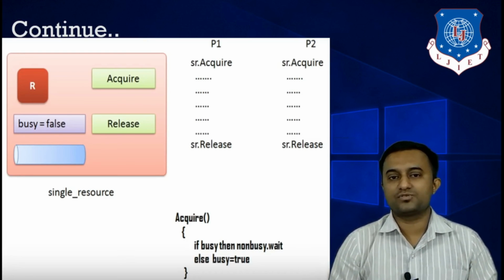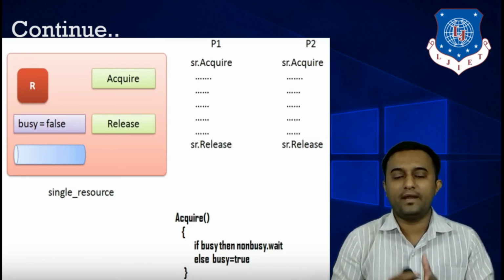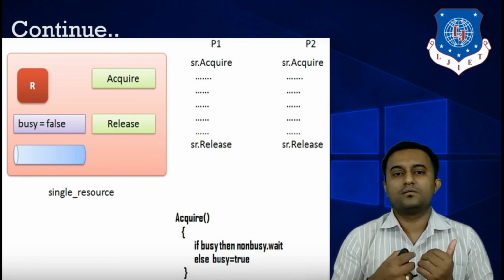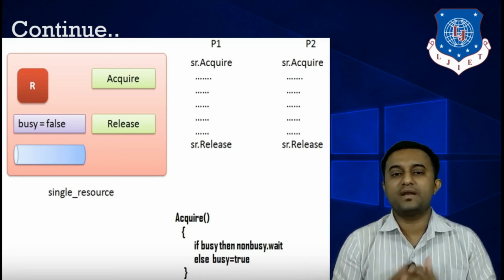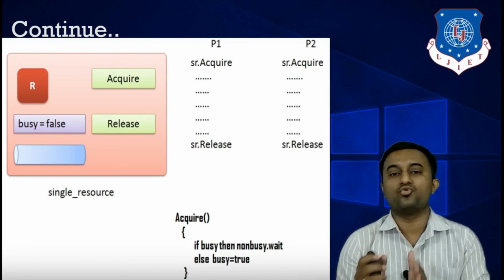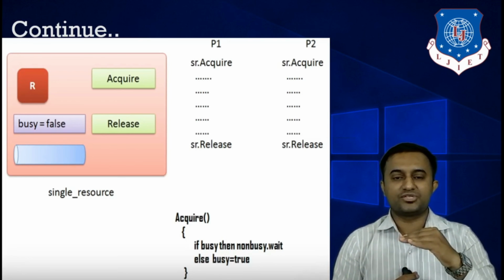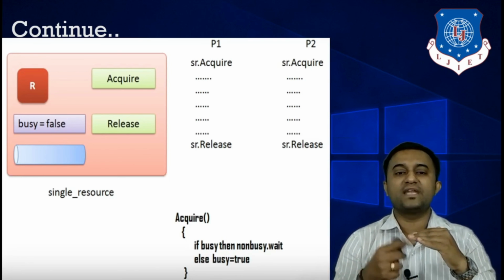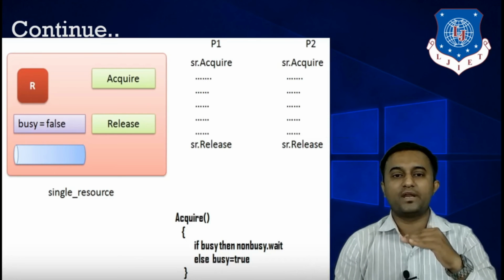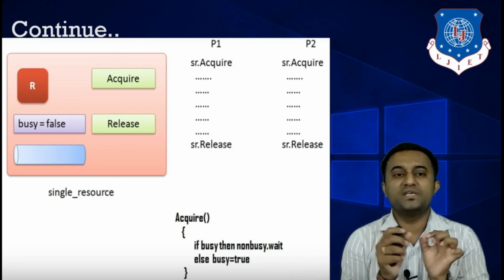For this particular process, by using this acquire operation. And if it is false, means what? If the else part is there, in that case BC needs to be true. It means now P1 is accessing this resource, so nobody else can use this resource. So that's why we have put it in the else condition. BC is equal to true.